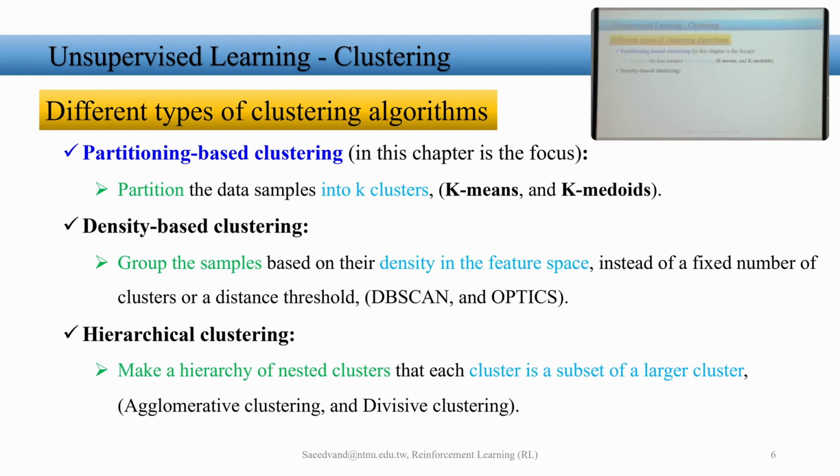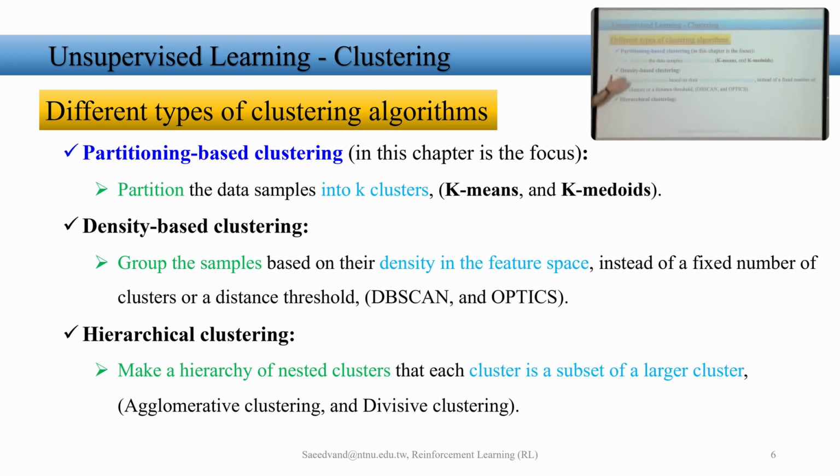The second group over here is density-based clustering techniques. For partitioning, we have K-means and K-medoids that today we will talk about. But in density-based clustering, what is happening? We want to group the samples based on density of the feature space this time, instead of, for example, using the distance metrics that we will use in the first group. We have different techniques to do this also, for example DBSCAN or OPTICS, that work based on density.